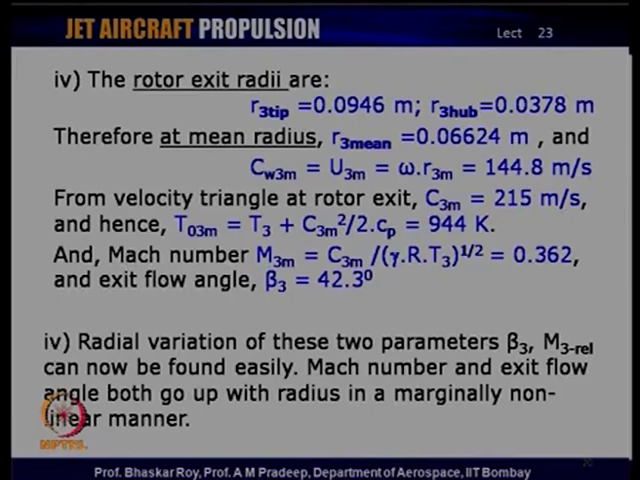The corresponding mean Mach number can now be computed, and you would get a value of 0.362 as the mean Mach number at the exit. The corresponding exit flow angle would be 42.3. The radial variation of these two parameters, that is beta 3 and M3 relative, can now be found, and the Mach number and the exit flow angles go up with radius in a marginally non-linear manner.